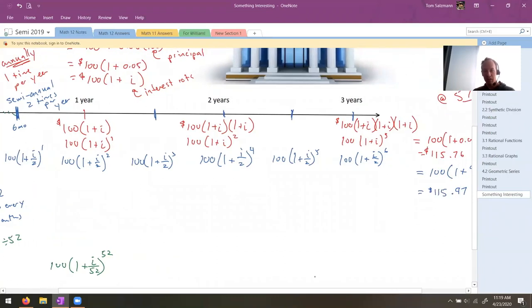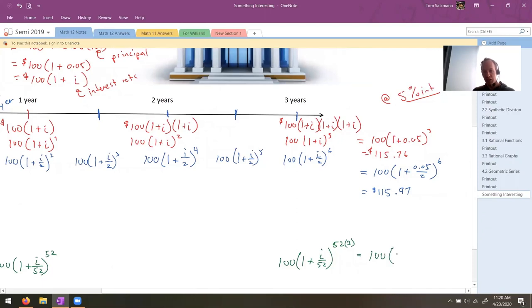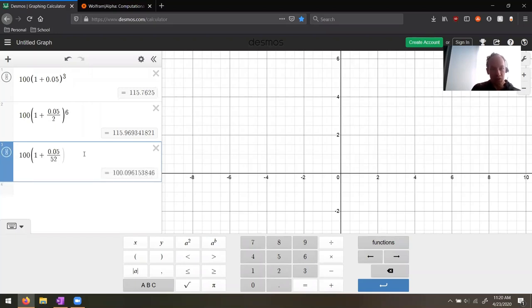And at the end here, you're going to wind up having 100 times 1 plus I over 52. And then the exponent would be 52 times 3, I guess. I don't know, whatever that would be. So 52 times per year times 3 years. So let's actually do a calculation, just to see if it would make a big difference getting 5% weekly. This would be 156, I believe. So one more sample calculation here: 100 times 1 plus 0.05 divided by 52. But now this is going to be to the power of 156.